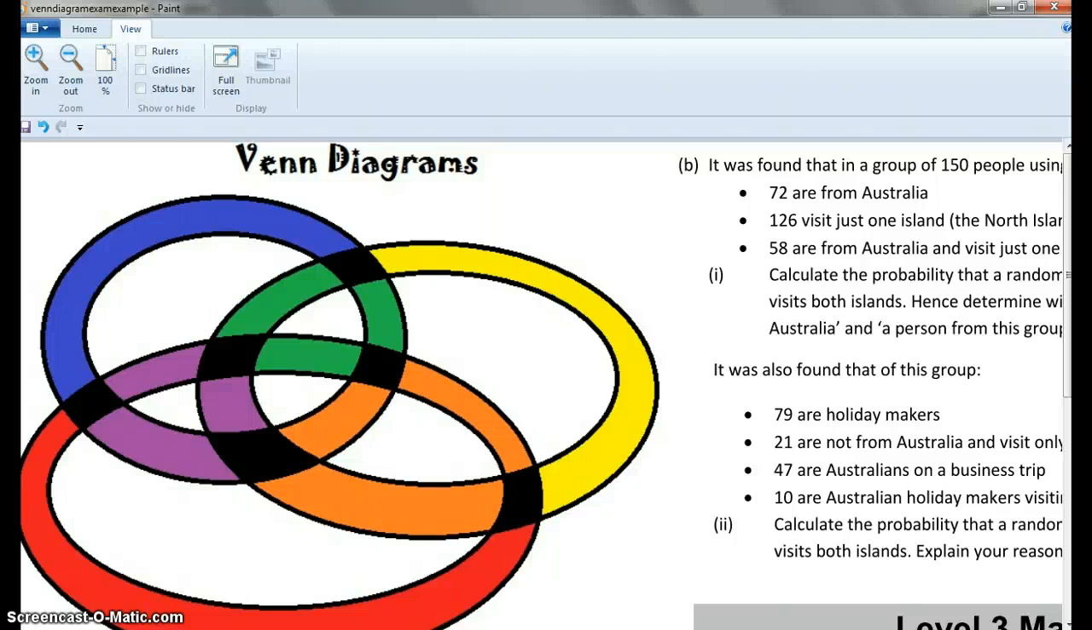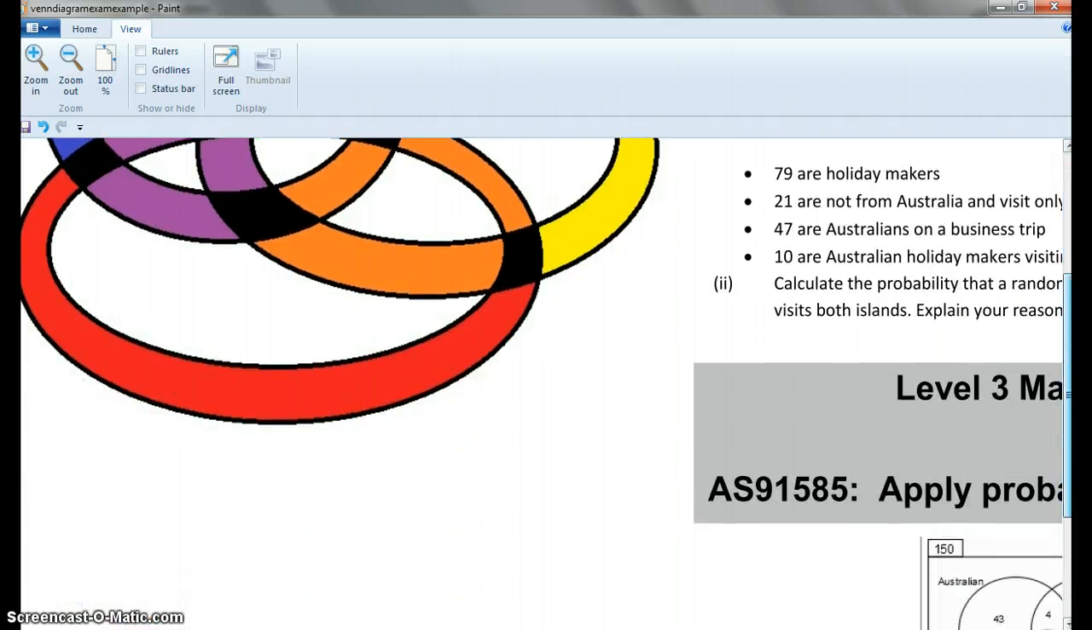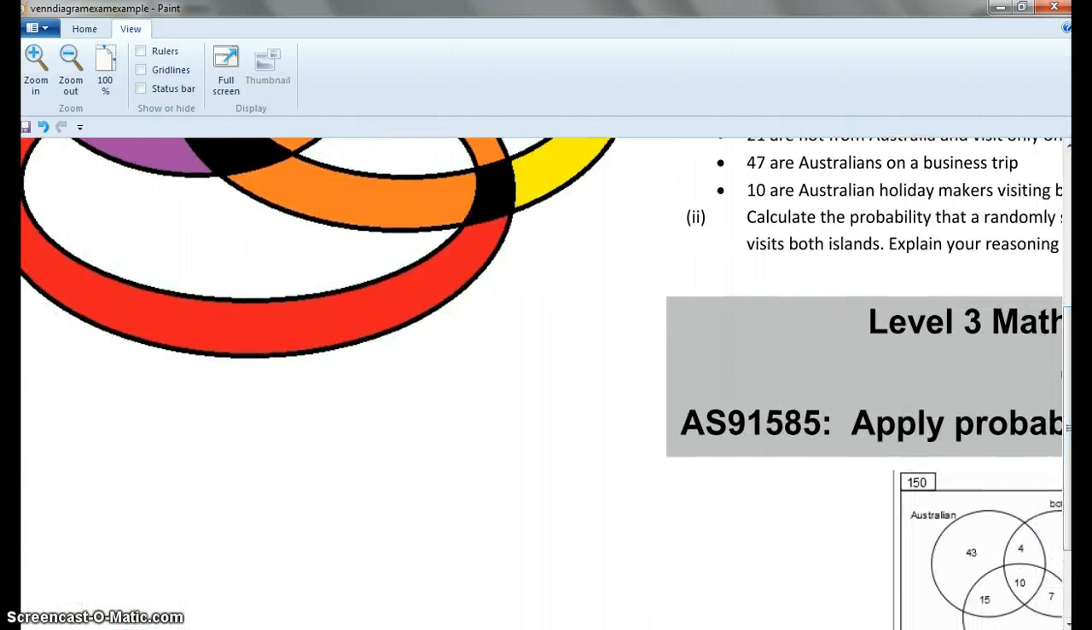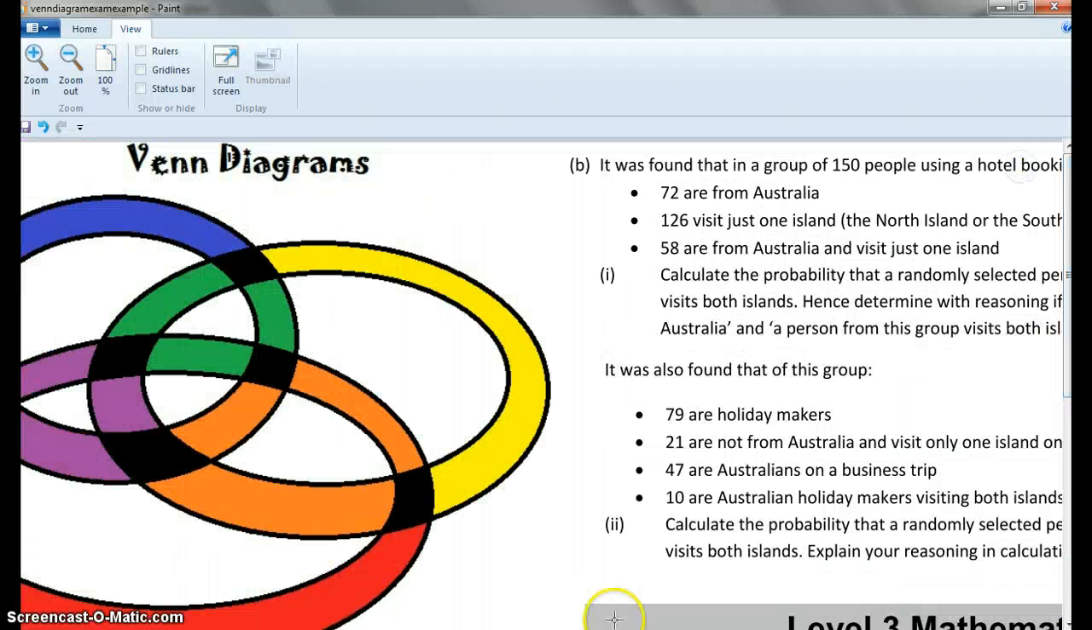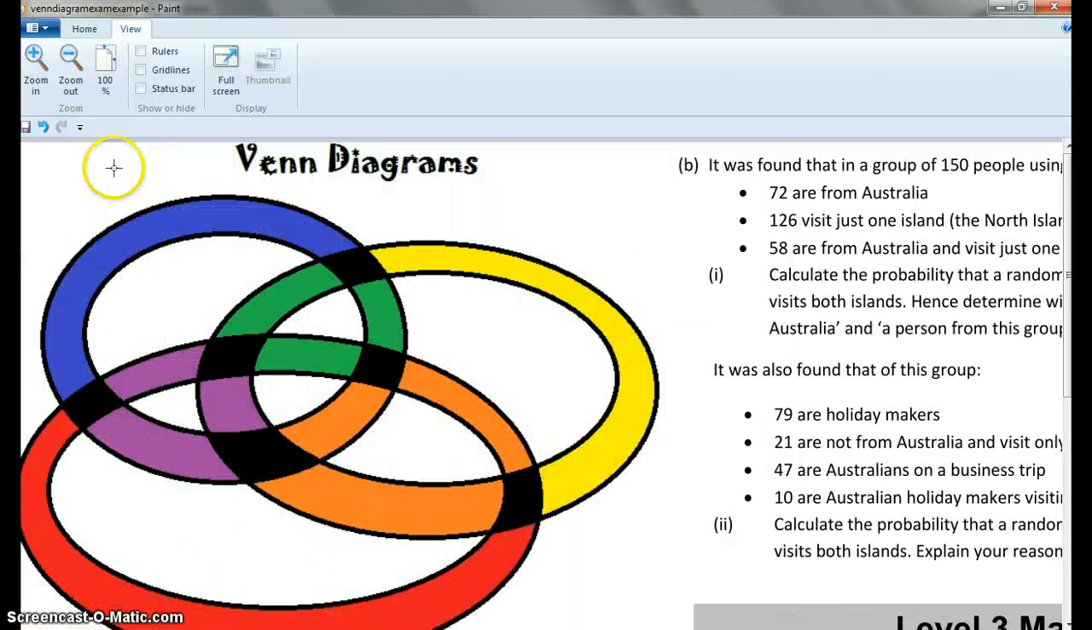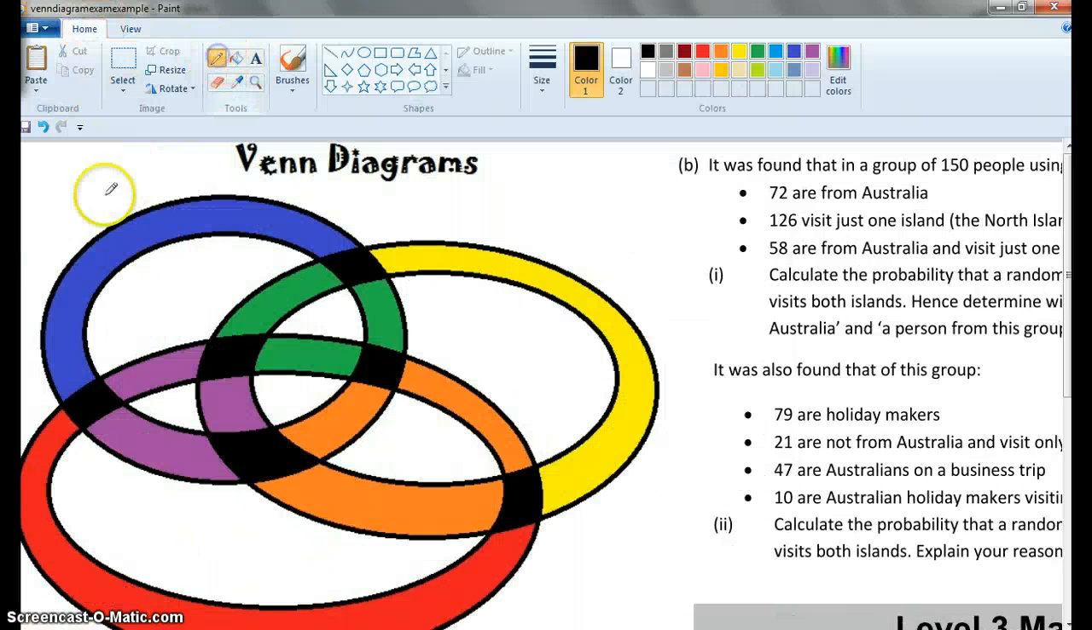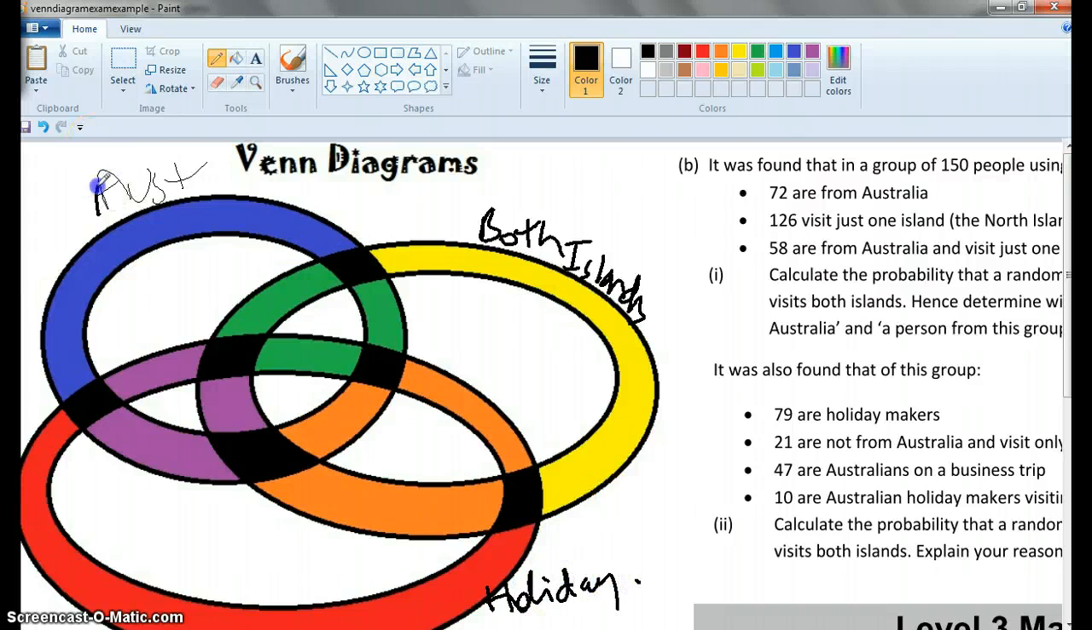First we're going to decide where our three circles are. Just for the ease of speed at the moment, I'm going to get them the same as the answer: Australia, both islands, and on holiday. So we're going to have Australia, and we're going to have both islands, and we're going to have holiday as opposed to business. So that's Australia as opposed to not Australia.